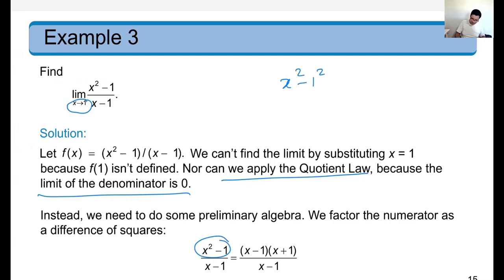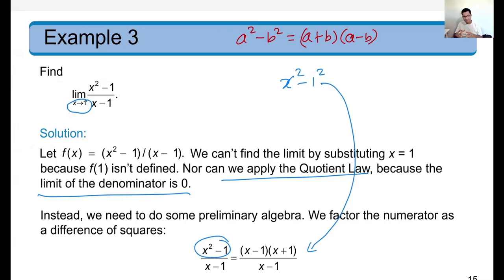Take that x square minus 1 and write it as x square minus 1 square, and then use the factoring formula for a square minus b square. A square minus b square can be factored as a plus b times a minus b. So that x square minus 1 square is factored as x minus 1 times x plus 1, in which case you would be able to cancel the x minus 1 as a factor, as long as x is not equal to 1.